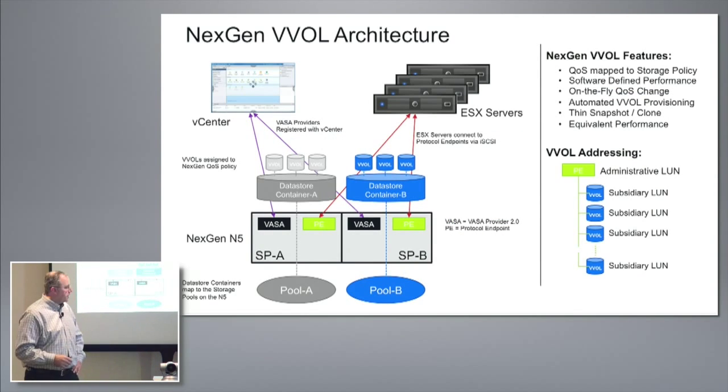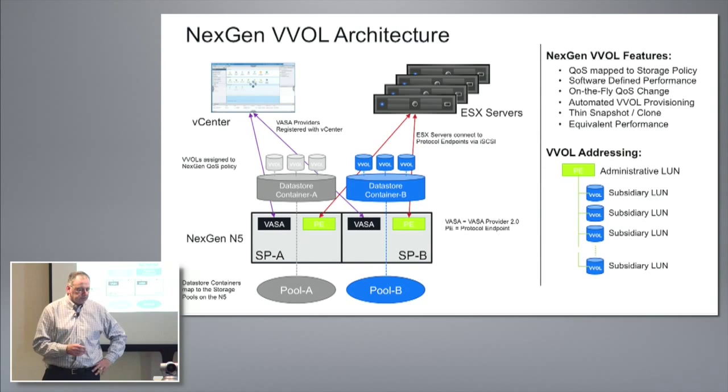From an architecture standpoint, there's a lot going on this slide. So I'll walk through some of the different components. So the NexGen N5, that box there on the bottom left. We're an active storage processor design, and so a couple things come out of that. We have a VASA provider that runs on each storage processor. So we have the high availability for the VASA provider.